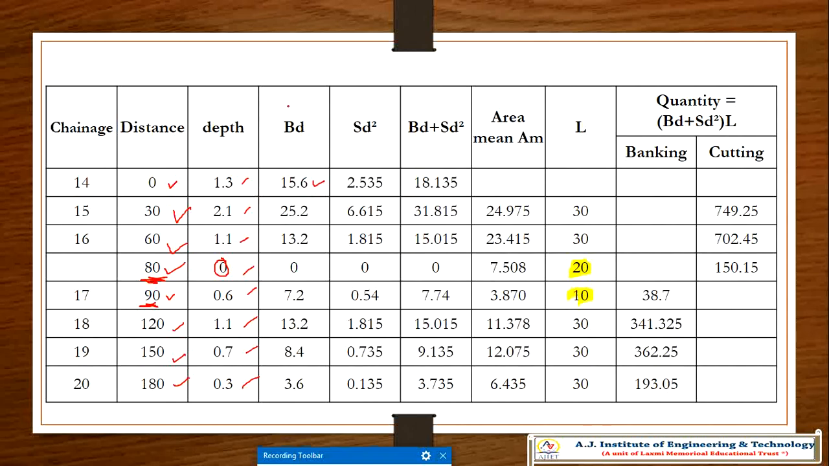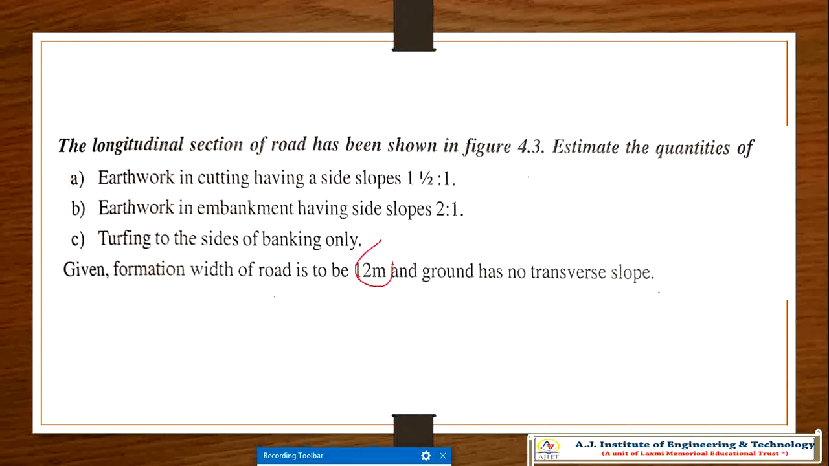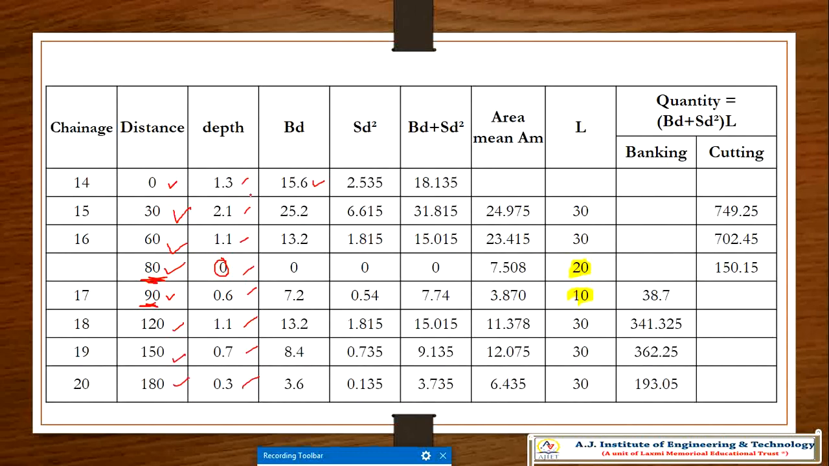That is BD. B is given in this problem as 12 meter. So 12 into depth gives 15.6, 25.2, 13.2. This is 0 again, so 0 into 0 is 0. Then 7.2, 13.2, 8.4, 3.6. So this is your B into depth.